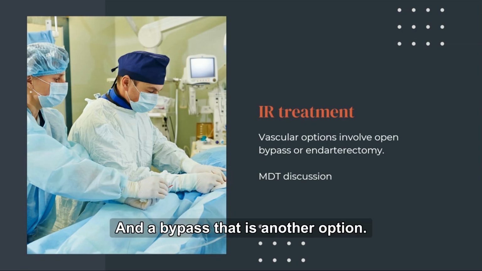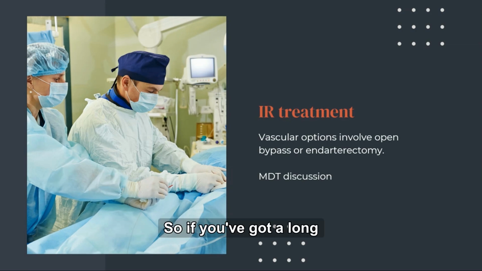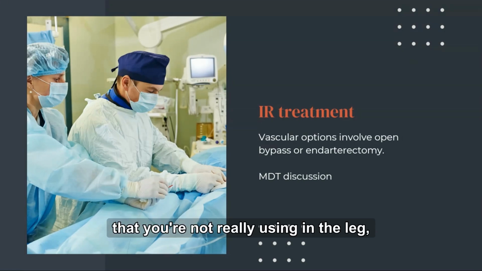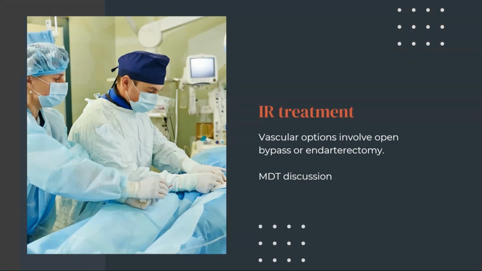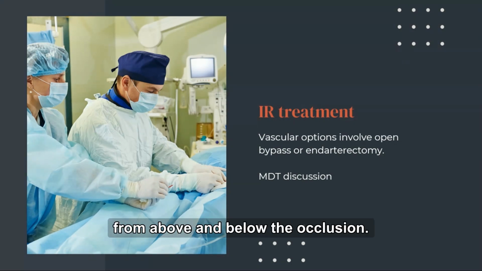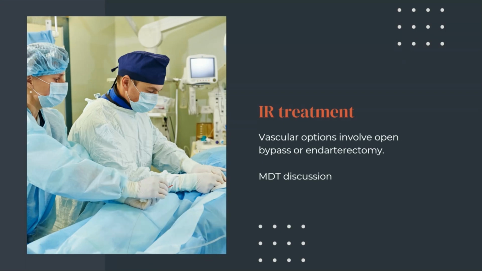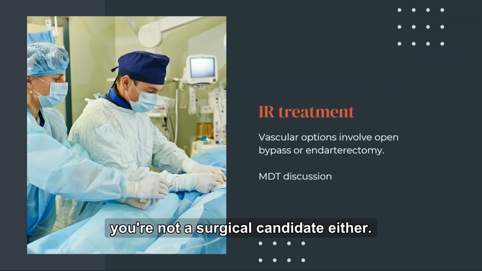A bypass, that is another option. So if you've got a long occlusion of one superficial femoral artery, for example, they can harvest a vein that you're not really using in the leg, provided you have one, and they can sew that on from above and below the occlusion. So that's the surgical options, really. So, if you don't have a vein, you're not a surgical candidate either.